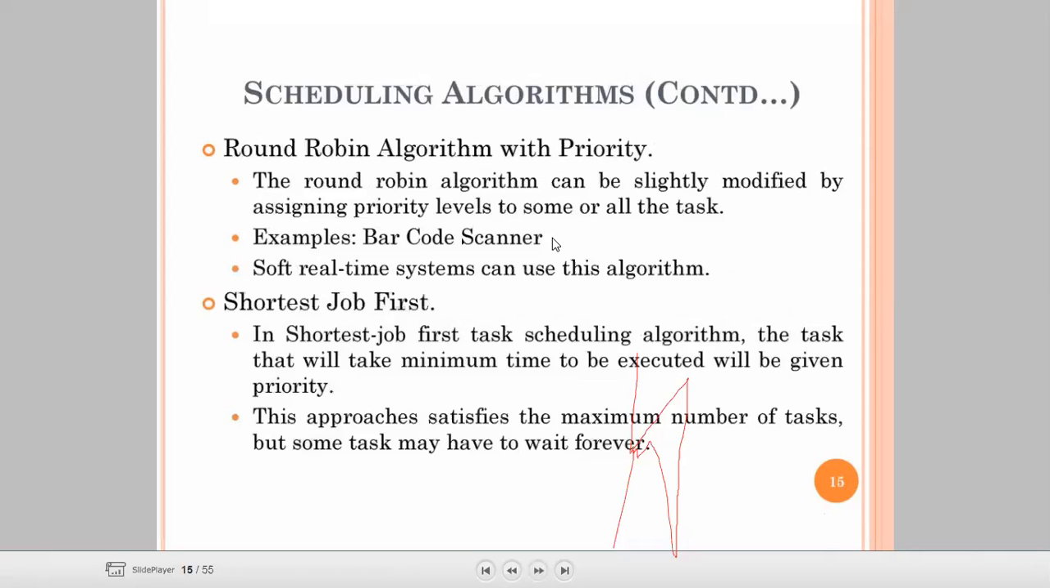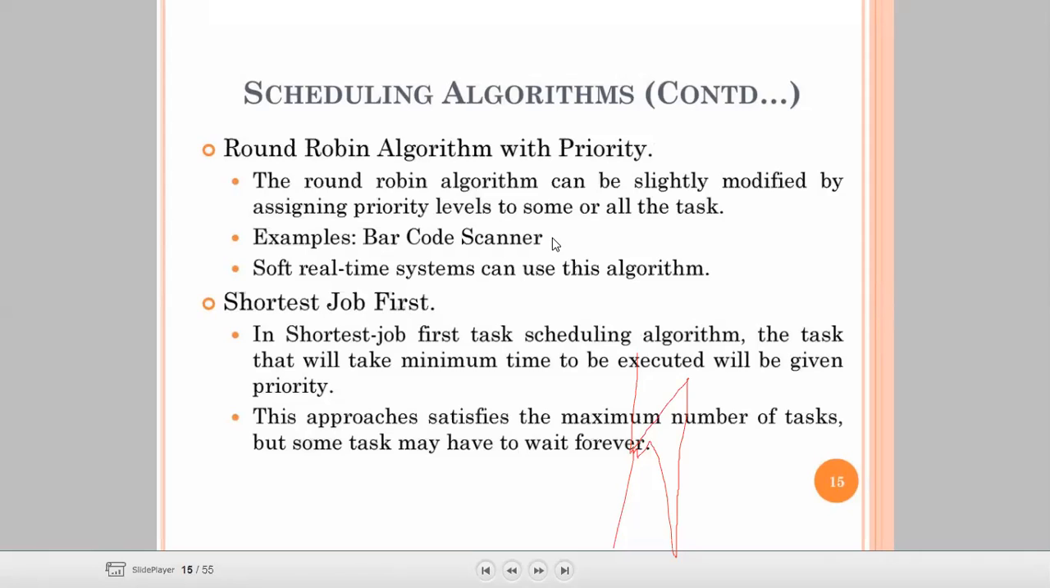Round robin algorithm, or weighted round robin algorithm, or round robin algorithm with priority, all are the same. The round robin algorithm can be slightly modified by assigning priority levels to some or all of the tasks. Example, barcode scanner. Soft real-time systems can use this algorithm. Why? Because they are not time bounded. And next one is shortest job first.